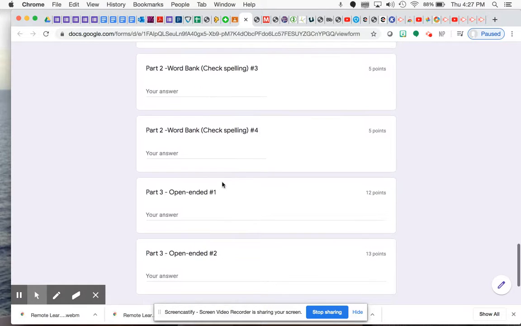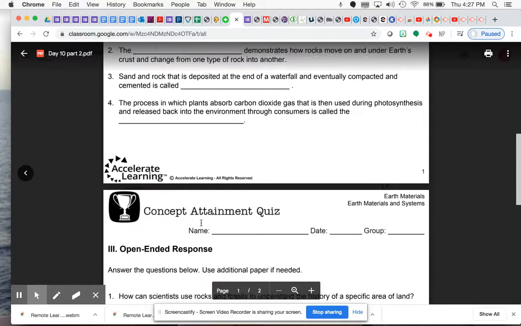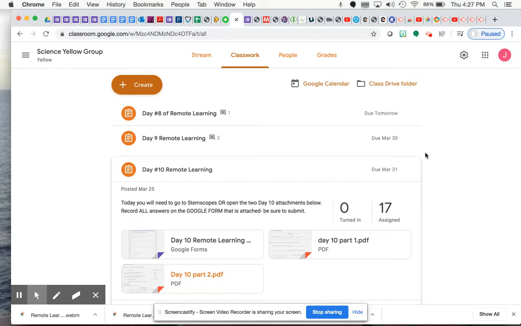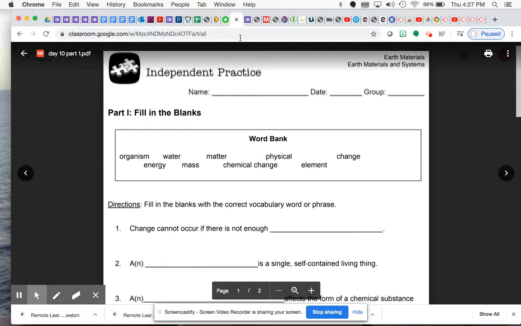And then the last part, for part 3, you have 2 open-ended questions. I'm going to get to all of them. They're the last 2 questions on the second page of Google Classroom. Now this may take a couple videos, so just make sure that you're paying attention as I go along. So let's get started. Like I said, for independent practice, this is the first one.